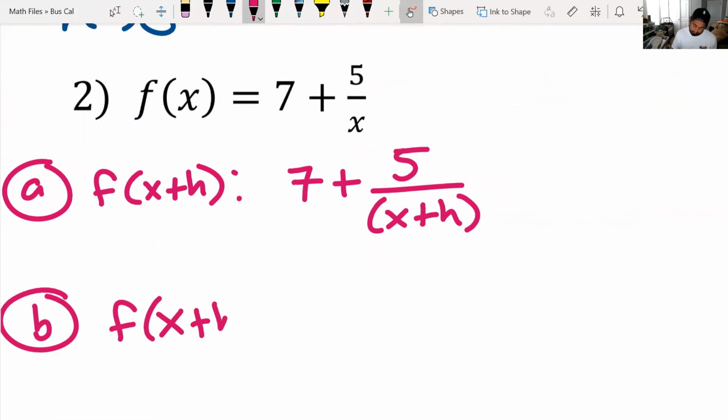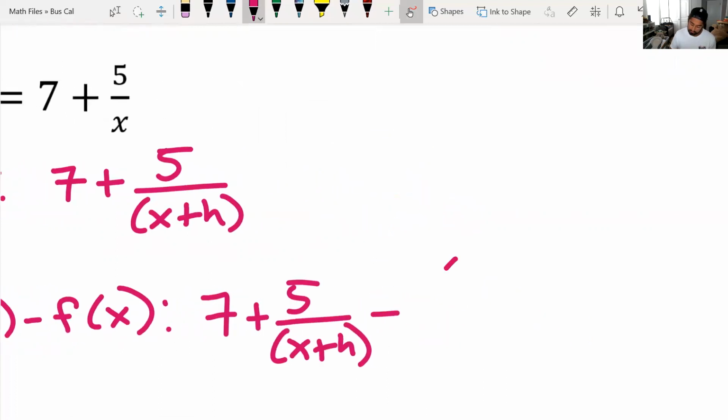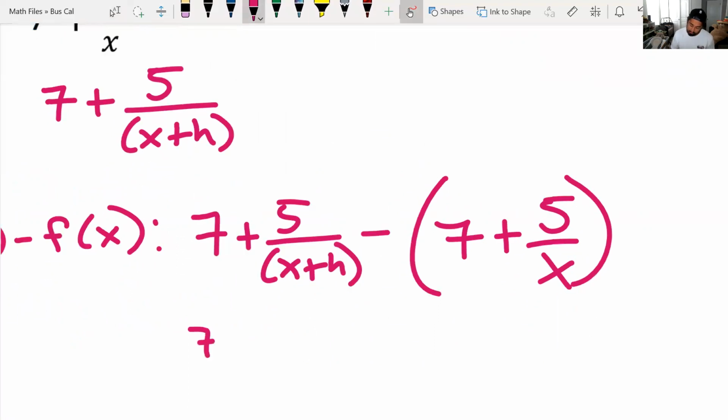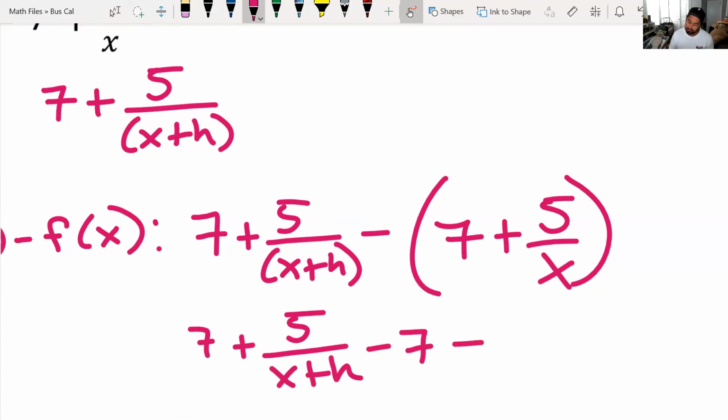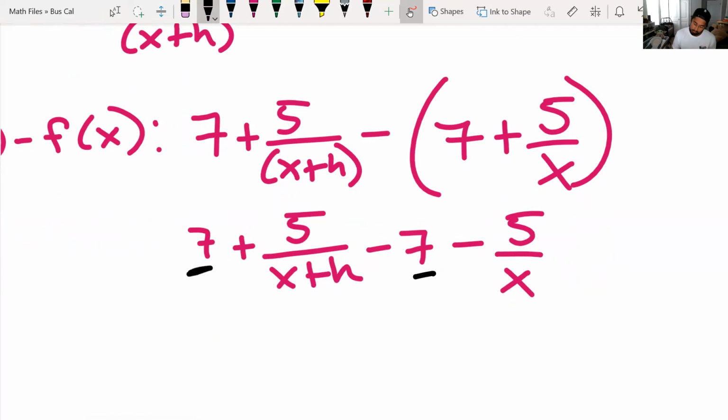F of x plus h minus f of x. So you'll get 7 plus 5 over x plus h, which is what we have here. And now subtract the original function, 7 plus 5 over x. Okay, so there's f of x plus h minus f of x, subtract the original function, and we get 7 plus 5 over x plus h minus 7 minus 5 over x. All right. Then we see that our 7s will cancel.